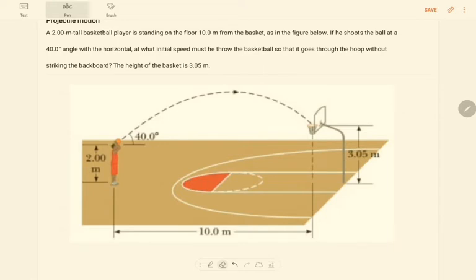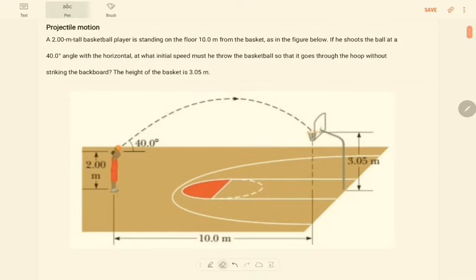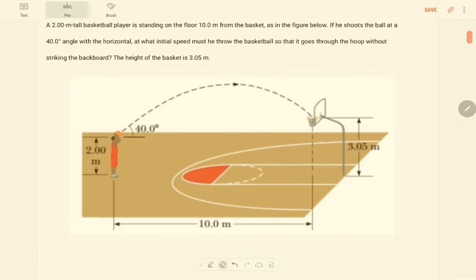Actually, let me read the problem to you here. The problem says a 2-meter tall basketball player is standing on the floor 10 meters from the basket, as in the figure below. If he shoots the ball at a 40-degree angle with the horizontal, at what initial speed must he throw the basketball so that it goes through the hoop without striking the backboard? Of course, here the height of the basket is 3.05 meters.